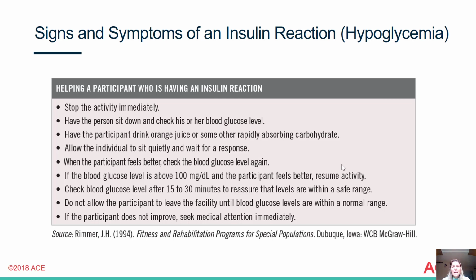So if a person's having an insulin reaction or low blood sugar, stop doing what they're doing. Have them sit down, check their blood sugar levels if they have the ability to do so. Drink orange juice or something that's rapidly absorbed. Okay, it's got to have sugar in it. Sit quietly and wait for the response. When they feel better, check their sugar again. If it's above 100, they can resume activity. Check it after 15 to 30 minutes to assure that the levels are within a safe range. Don't allow them to leave your facility until their blood sugar levels are within a normal range. If they do not improve, definitely seek medical attention. So for these folks with diabetes, checking their blood sugar regularly is important.